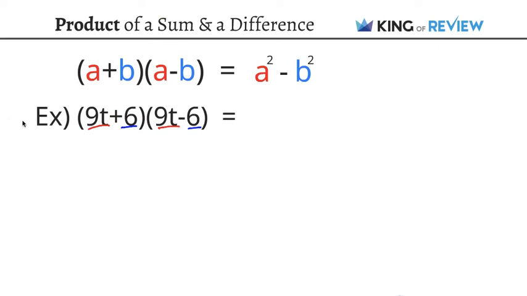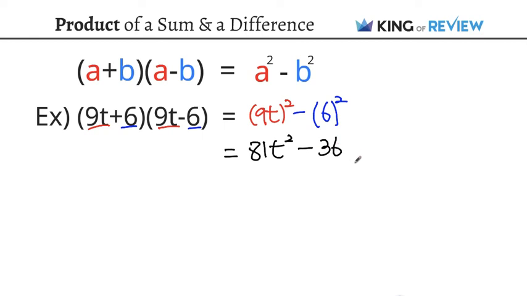So the formula is the first one squared. So 9t squared. And then minus the last one squared, 6 squared. So this is equal to 9t times 9t, that's equal to 81t squared, right? And then minus 6 times 6, that's equal to 36, right? So 81t squared minus 36. This is the answer of this one, right?